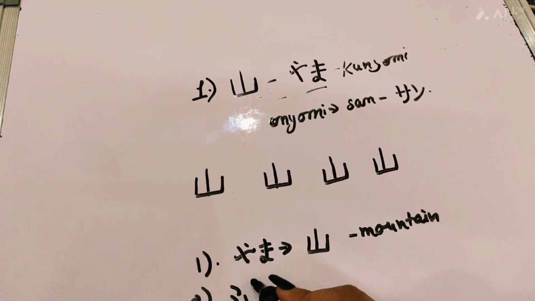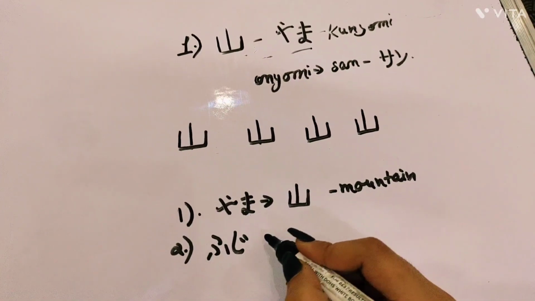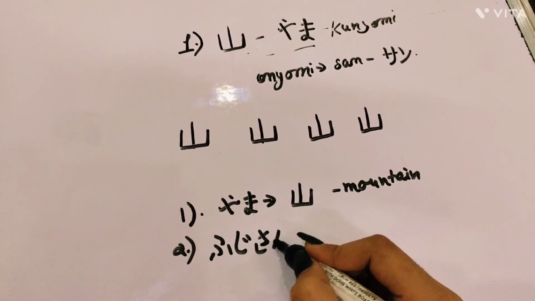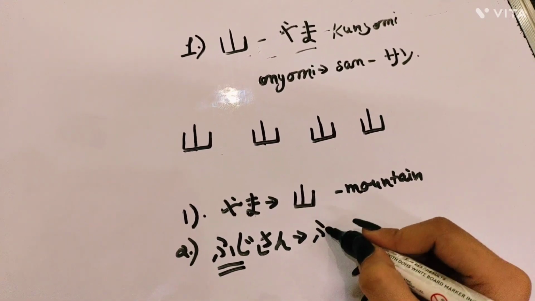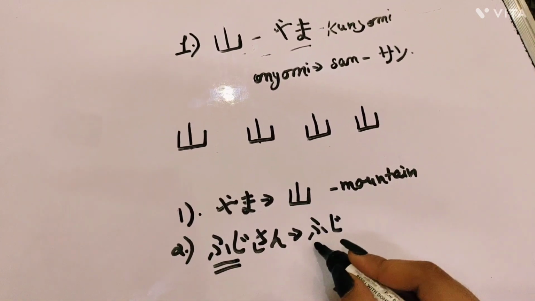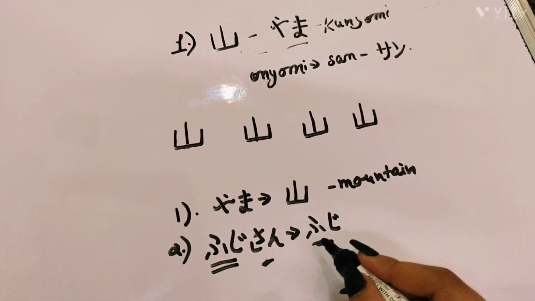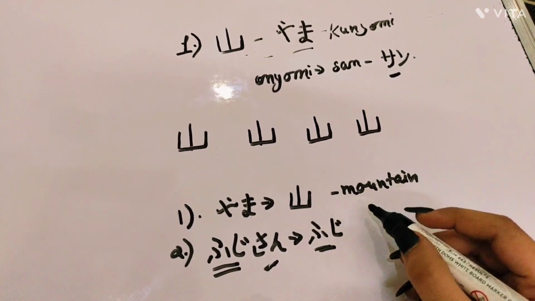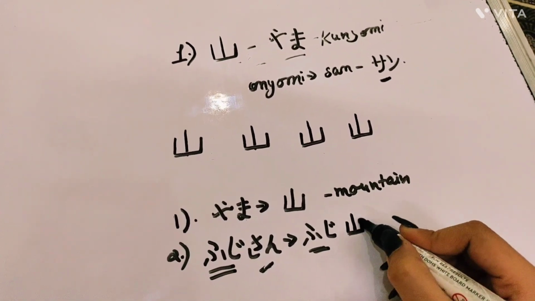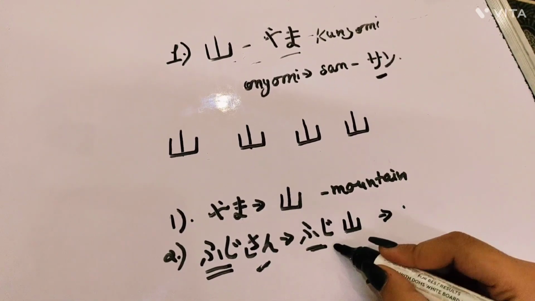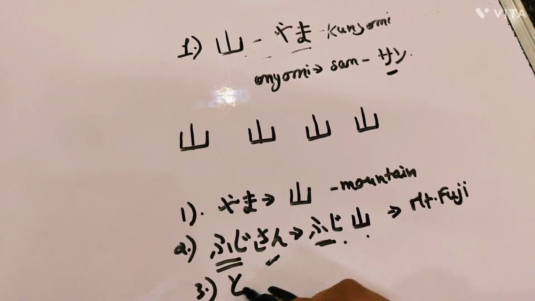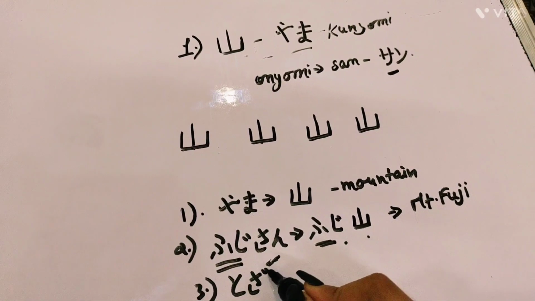Next is Fuji-san. Fuji as it is. San. What is the kanji of san? You know, the onyomi of Yama is san, right? So here, the kanji of san is Yama. Fuji-san is Mount Fuji.